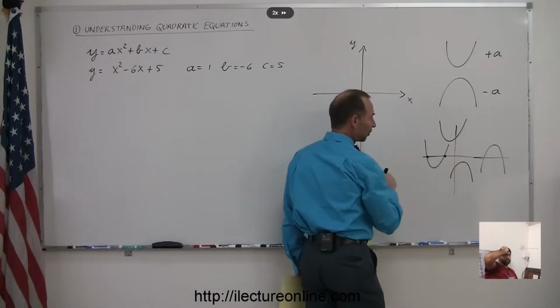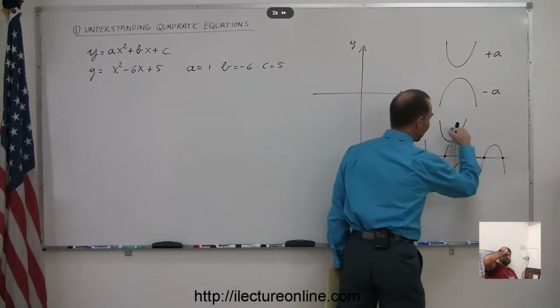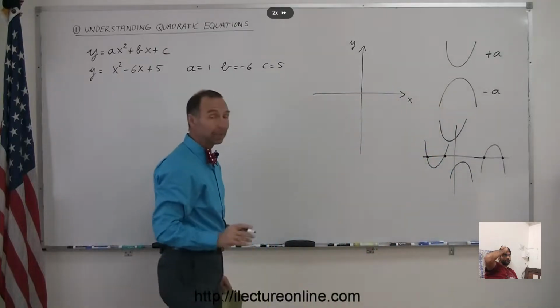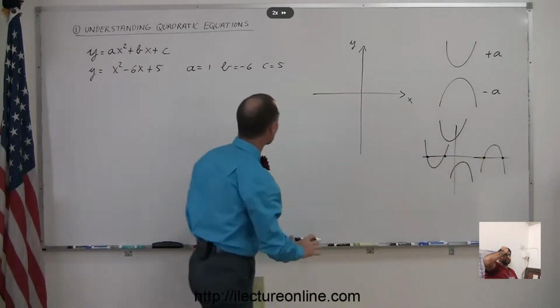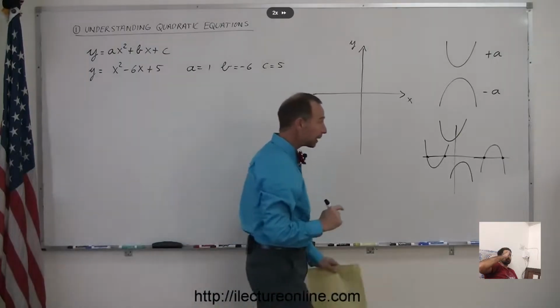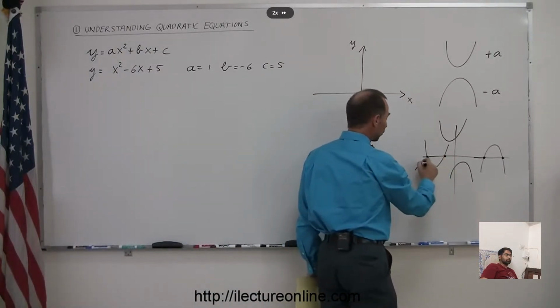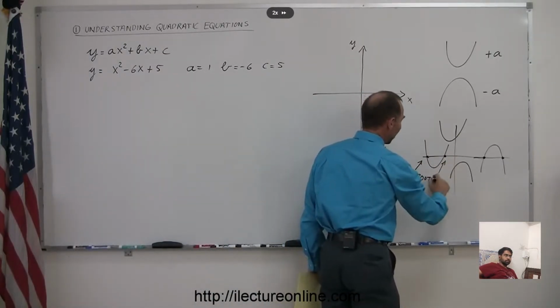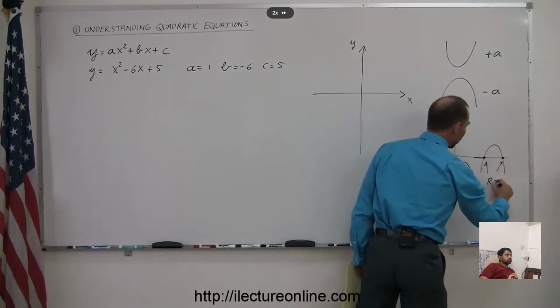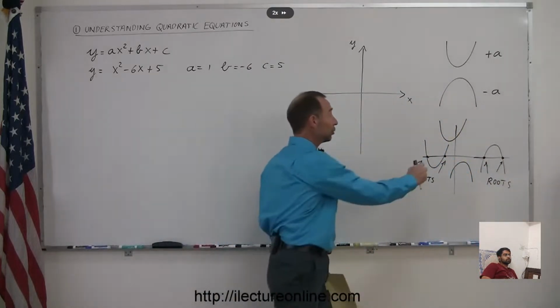This particular parabola will cross it in two places, this particular parabola will cross it in two places, and these two parabolas do not cross the x-axis at all. The places where one of these parabolas, which is a graphical representation of a quadratic equation like this, crosses the x-axis are called the roots of the quadratic equation. So we call these roots. And here again, these would be considered the roots of the quadratic equation. Notice that these two do not have roots.